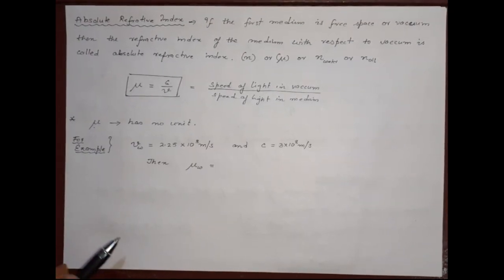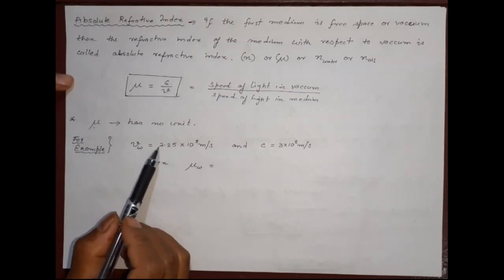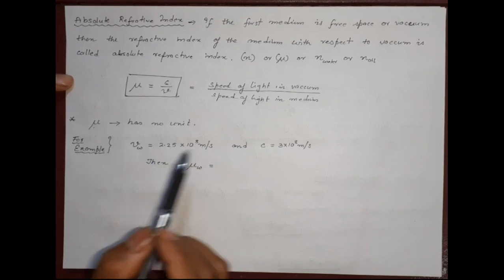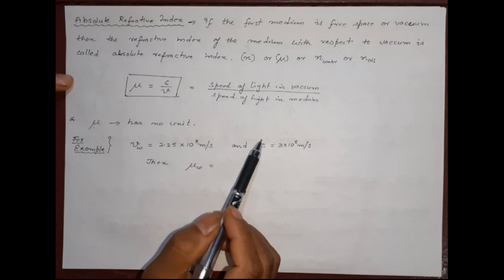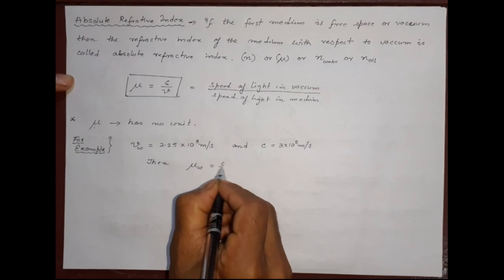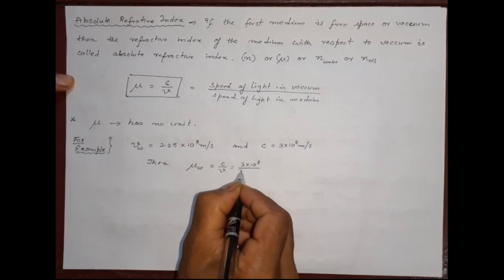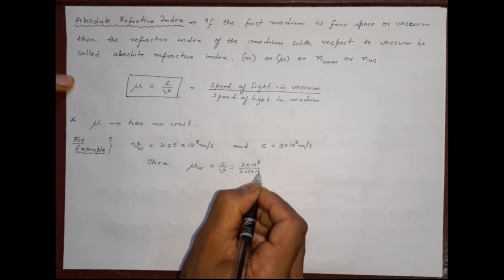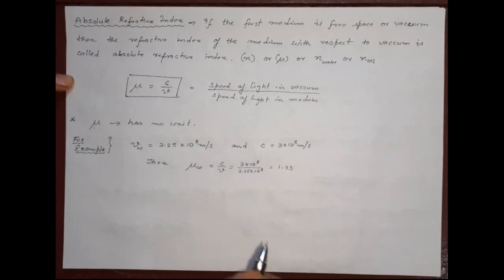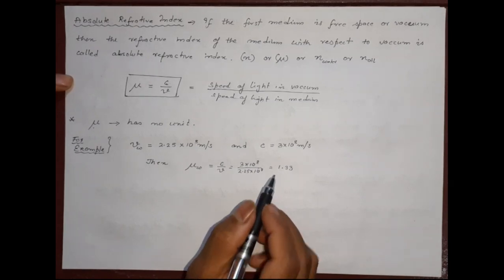Now we will use it practically and understand. For example, the speed of light in water is Vw, suppose 2.25 into 10 to the power 8 meters per second, this is a known thing. The speed of light in vacuum is this much. Then what will be the refractive index? The formula is c by v. C is 3 into 10 to the power 8, this is 2.25 into 10 to the power 8. If we cancel everything, it will give you 1.33. This is the refractive index of water.